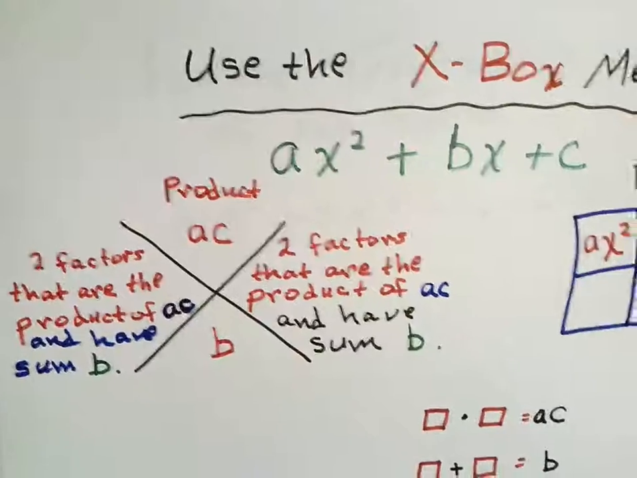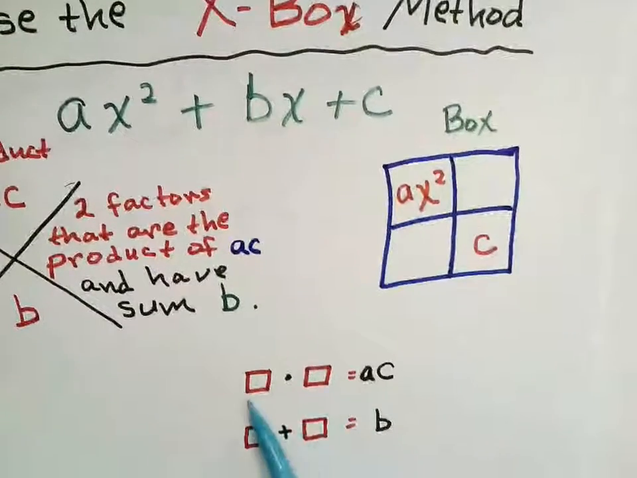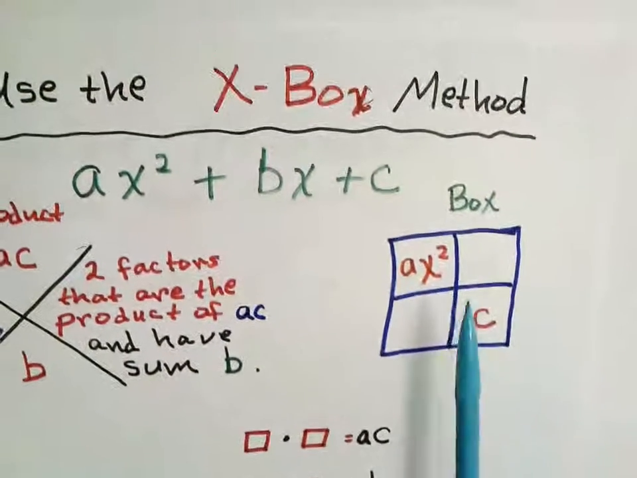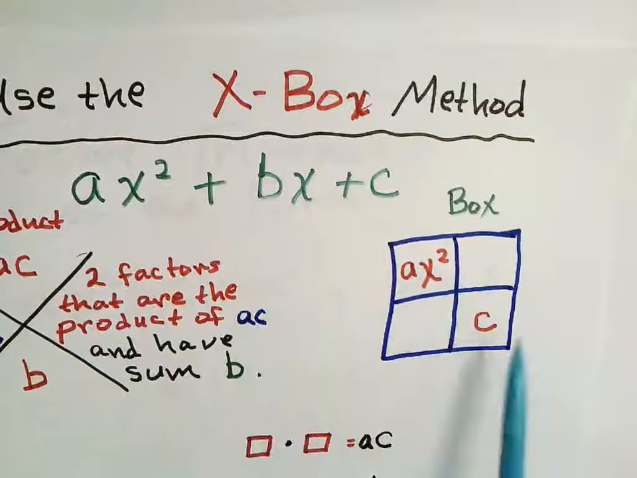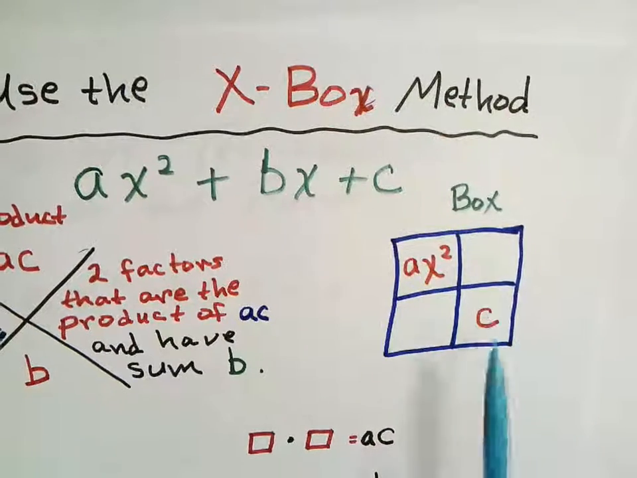So here you see two factors that multiply to give us the AC but add up to give us the B. Here's the box, and in the box, in the upper left-hand corner here, we're going to put the ax squared, and in the lower right-hand corner, we're going to put the C.